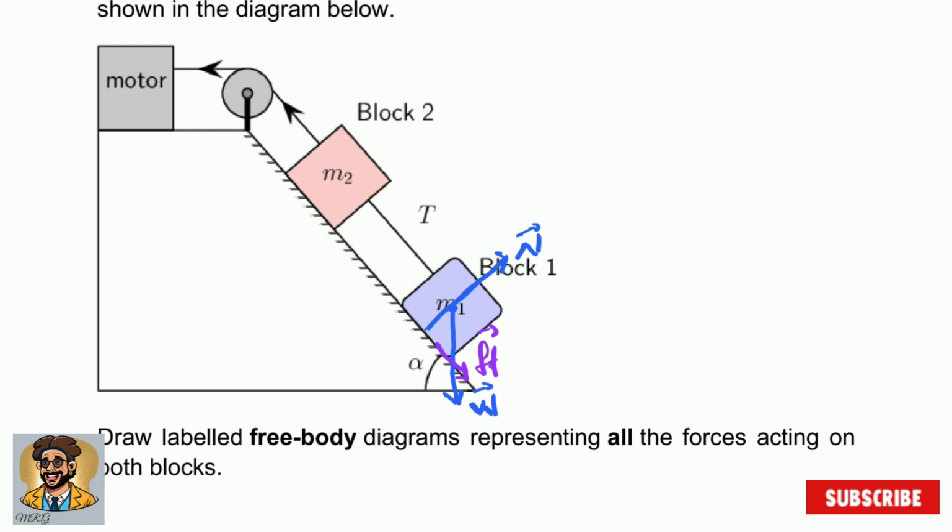Then the tension from the second block. Note that this force from the second block is the tension in the rope. It is not the tension of the motor. Okay, so this force that the rope is exerting, or block 2 is exerting on block 1, is called tension. All we're going to do now is to draw the free body diagram for M1. So we're going to write here M1. Remember, the object is going to become a dot, and all the forces will be coming out of the dot, not towards the dot.